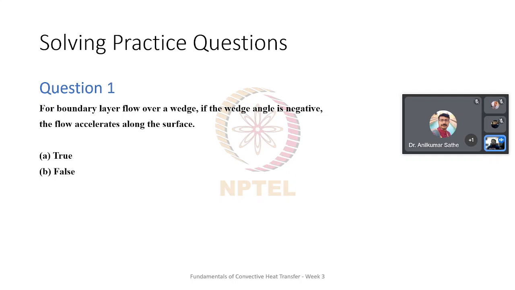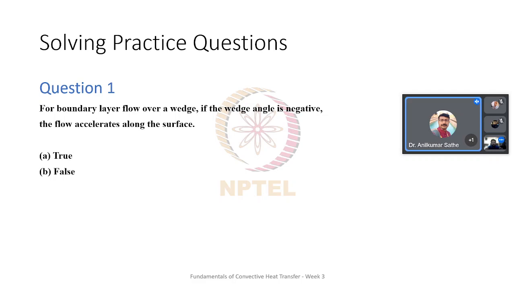So this is question number 1 of today's session. Question number 1 says that for a boundary layer flow over a wedge, if the wedge angle is negative, then the flow accelerates along the surface. So there is a statement given, and you have to decide whether this statement is true or false. Once you have figured that out, you can type your answer in the chat box, or you can even unmute and tell the answer. I'll repeat the question once again.